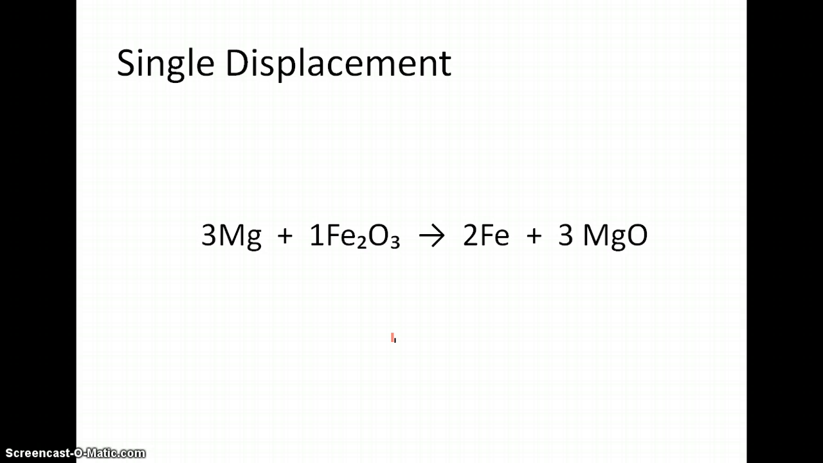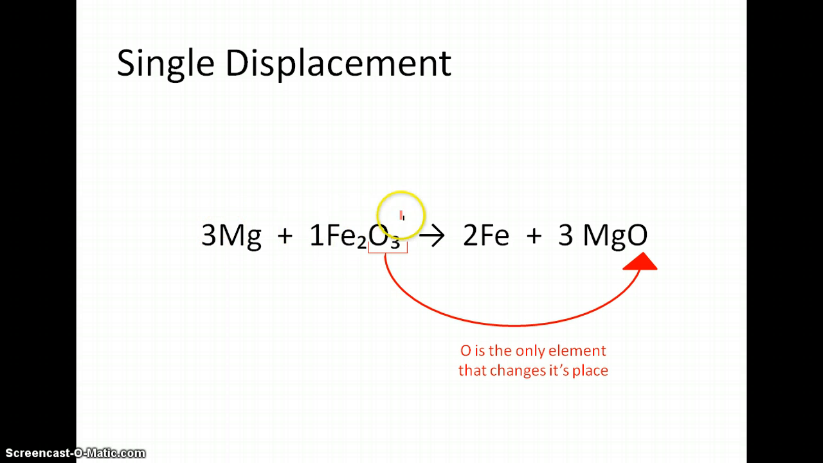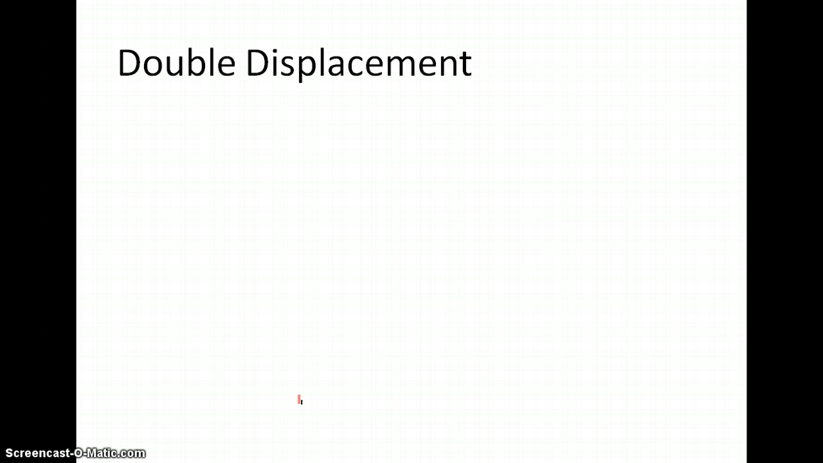Single displacement. A single displacement reaction is when one element moves to create another molecule, as in below. You see how oxygen is the only element which changes its place. Everything else remains still. Double displacement. A double displacement reaction is when the anions and the cations of 2 different molecules switch places and form 2 new different compounds. As in the example, here, the H and the I switch places in the end result.